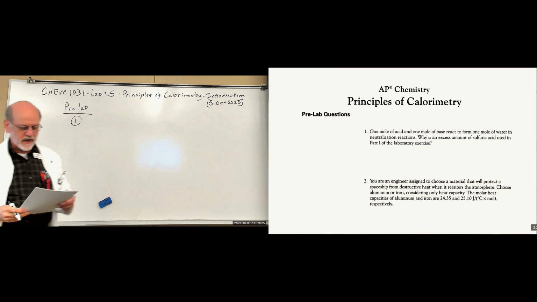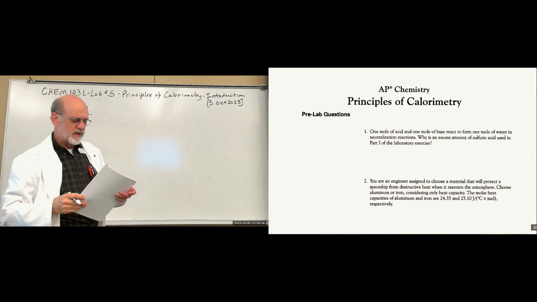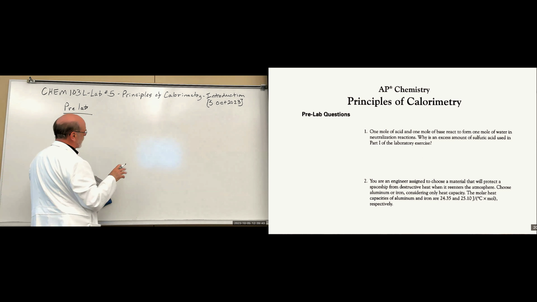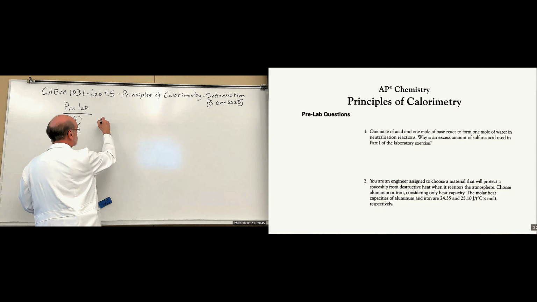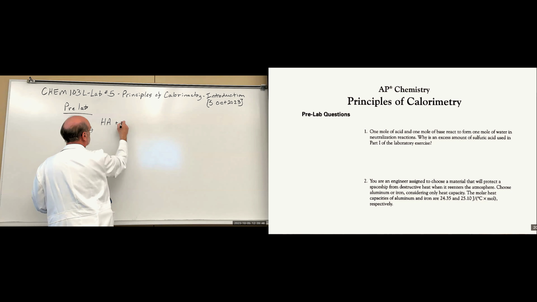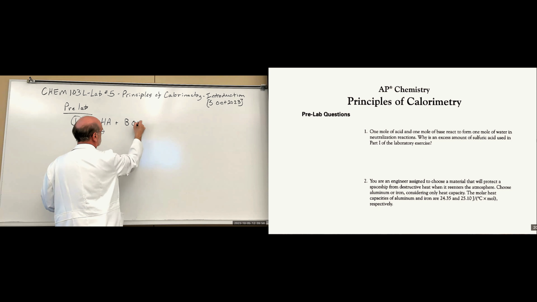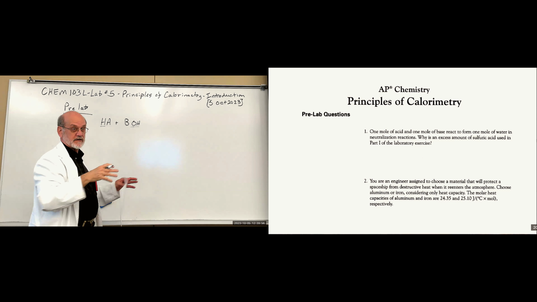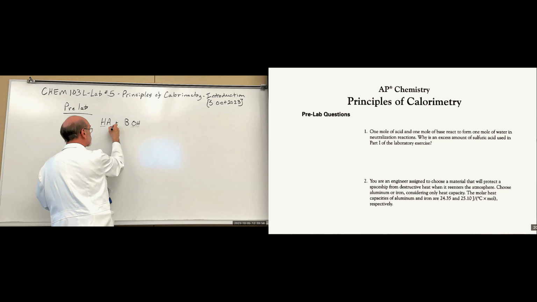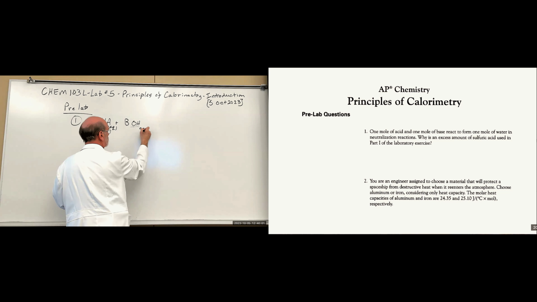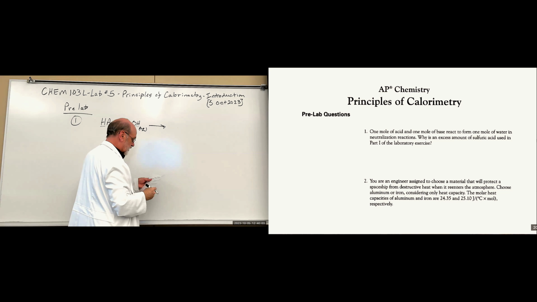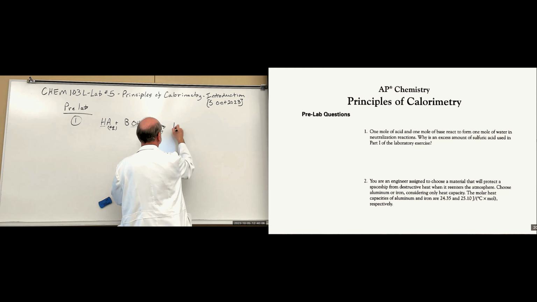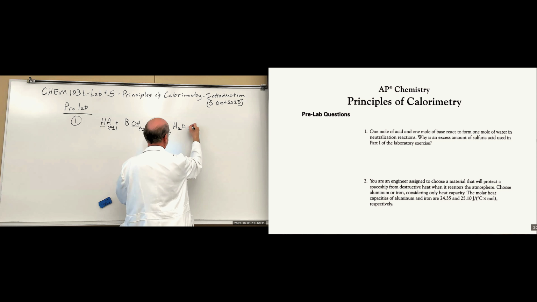Number 1. Okay. 1 mole of acid and 1 mole of base react to form 1 mole of water. So if we represent these in generic terms, we would say 1 mole of acid plus 1 mole of base. This designates acid, and the hydroxyl designates the base. Okay, and they're in an aqueous solution, obviously. And it produces 1 mole of water.